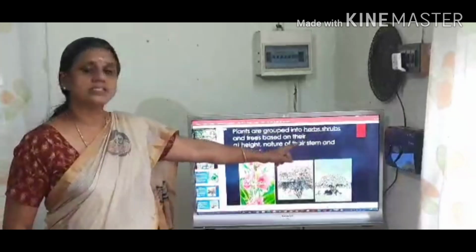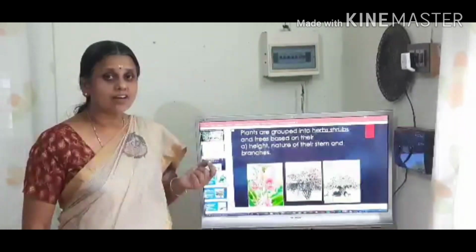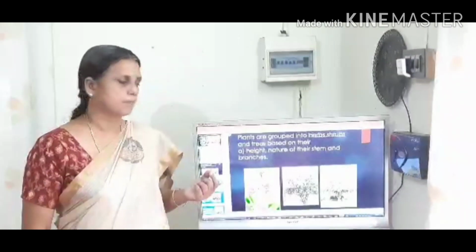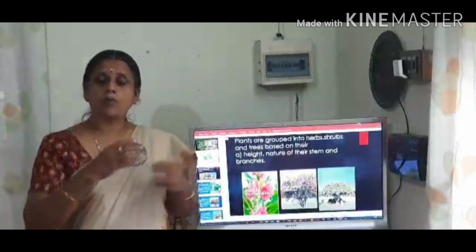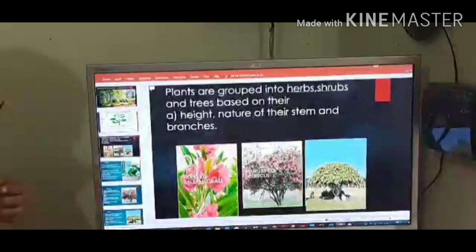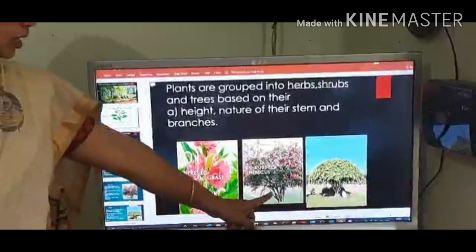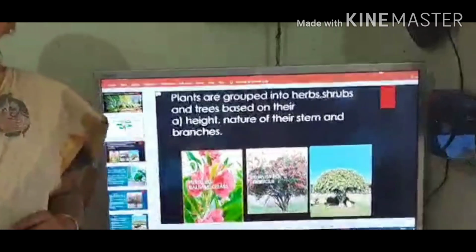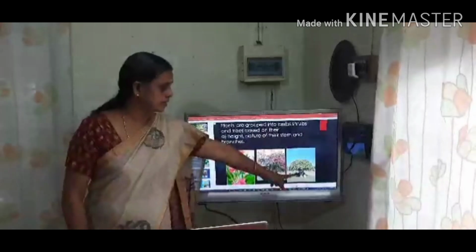Then nature of their stem. If the stem is thick or thin, whether it is green or tender. Then branches, whether branches are coming from down or branches are coming from top. Like that also they are classified. So what is this? Here we have herbs, shrubs and trees. Herbs are small plants, shrubs are bigger than that and next come the trees. Now we'll have a look at herbs.